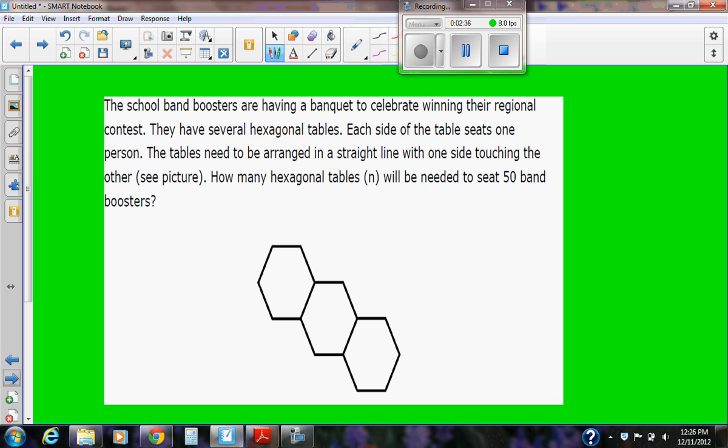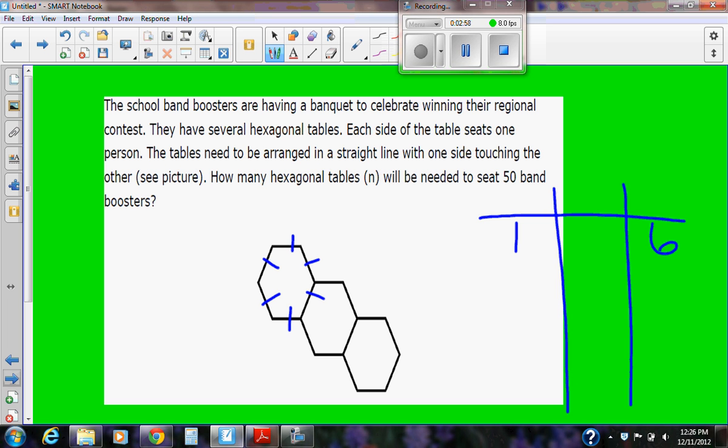Well, if we just have one table, we're going to count the sides. 1, 2, 3, 4, 5, 6. So we're going to start our table like we always do. So we have position 1. Our first table is going to seat 6 people. So now we're going to add a table. This is table 1, we're going to add table 2. So now we're going to count the amount of seats.